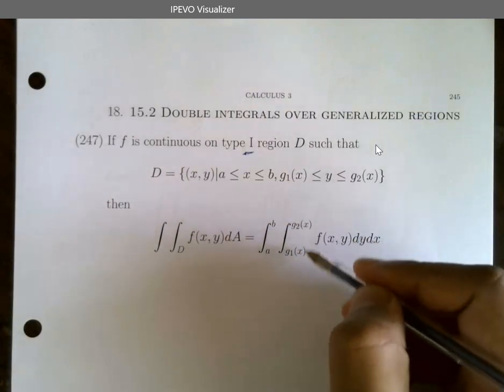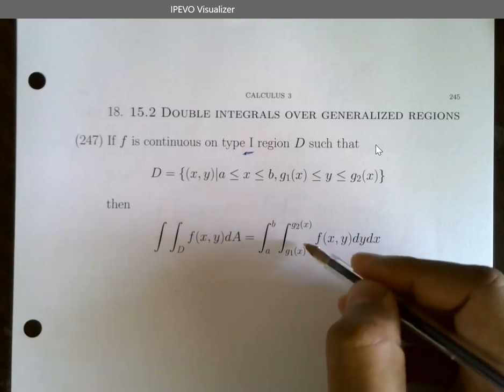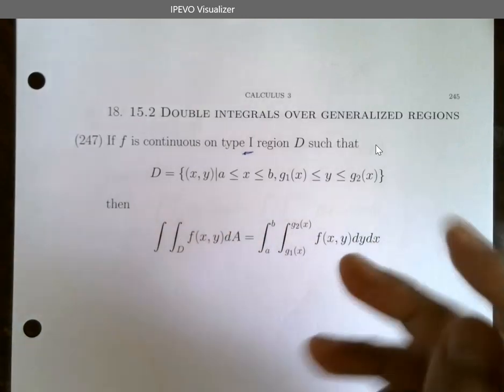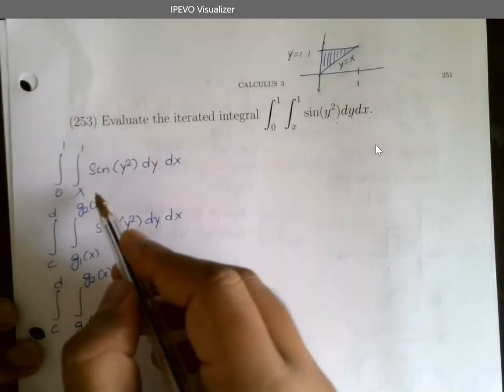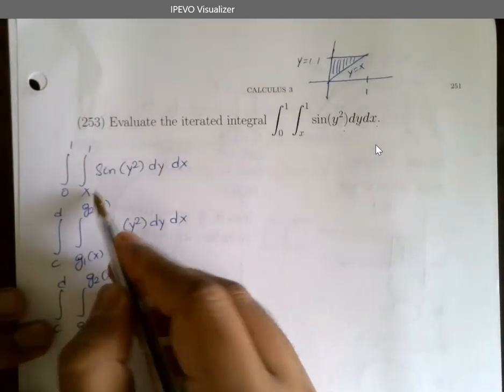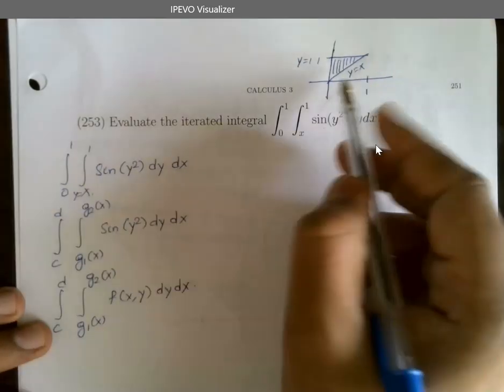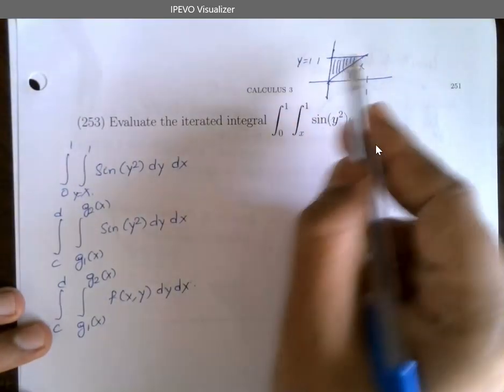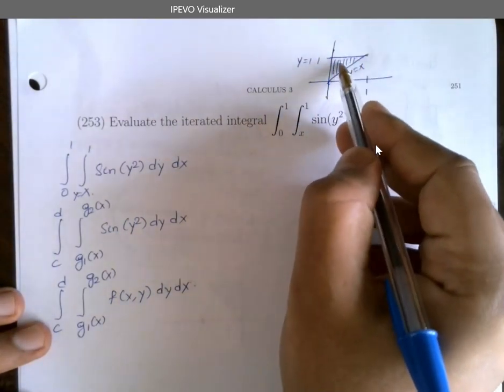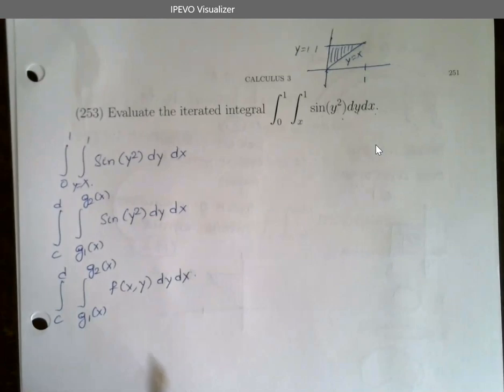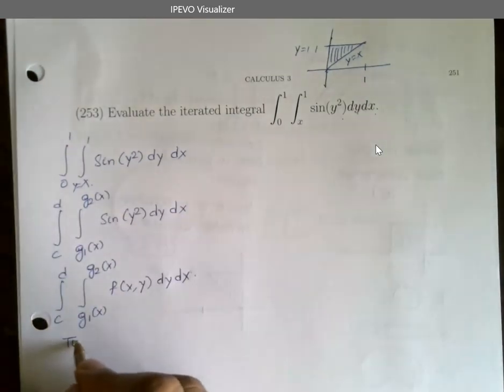It just means that the limits of y are expressed as functions of x, and the limits of x are expressed as numbers. That's what is happening here. The limits of y are expressed as functions. y equals x is a straight line with a slope of 45 degrees and it's rising up. y equals 1 is a constant function, so it's a horizontal line, and you are really interested in that region. According to our textbook, it is a type 1 problem.